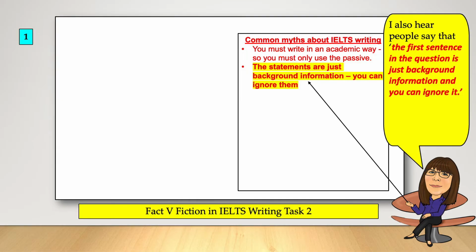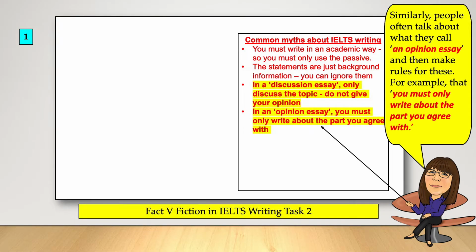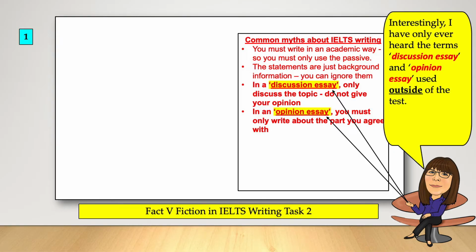People also talk about something they call a discussion essay and then give rules about these essays, such as, in a discussion essay, you should not give your opinion. Similarly, people often talk about what they call an opinion essay and then make rules for these. For example, that you must only write about the part you agree with. Interestingly, I've only ever heard the terms discussion essay and opinion essay used outside of the test.